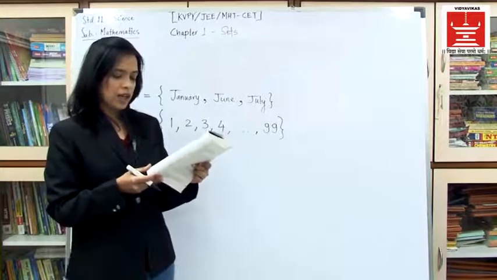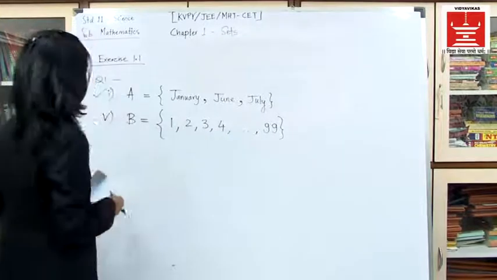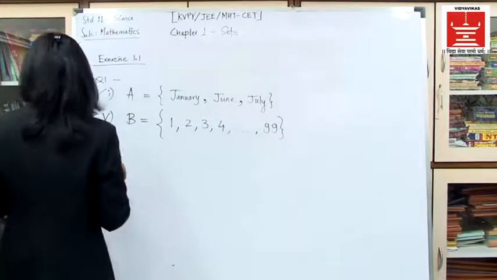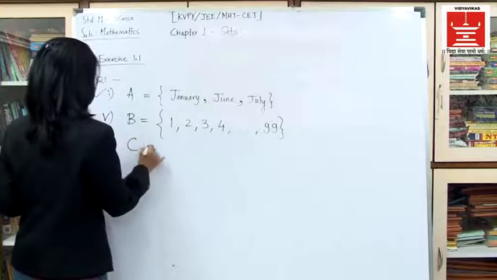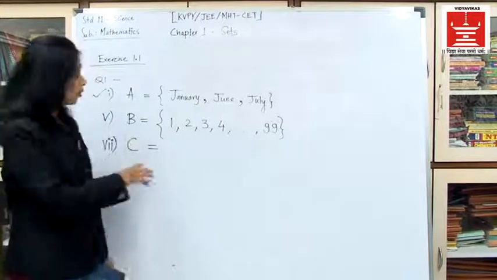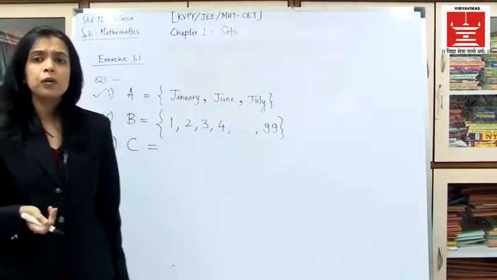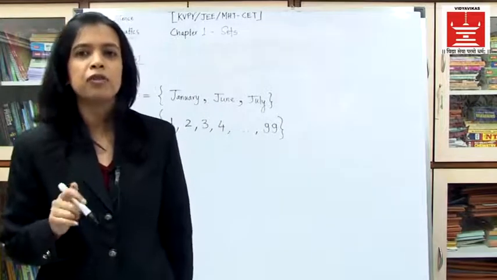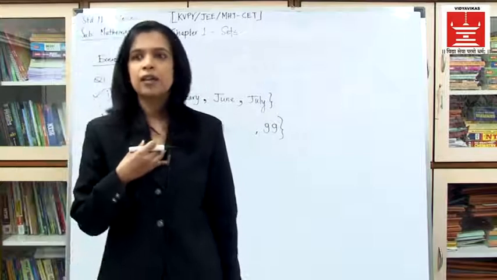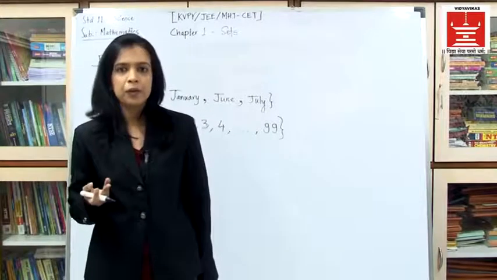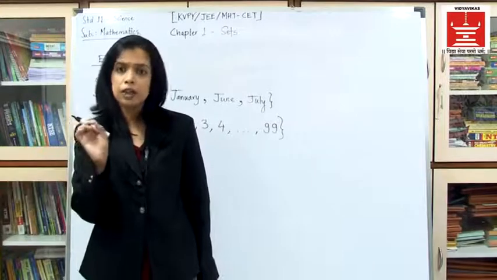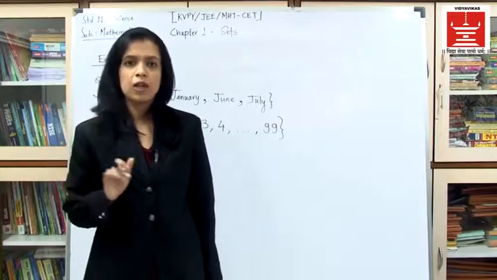Then the collection of all even integers. Let me denote it by C. So how do you denote an even integer? What is the definition of a number being even? That it has to be divisible by 2. It ends with 0, 2, 4, 6 or 8. The units place digit is one of these.